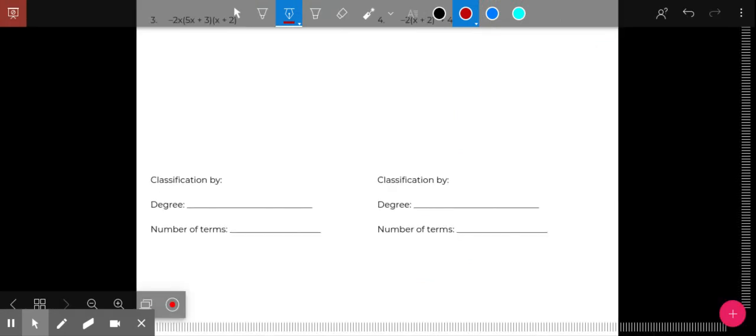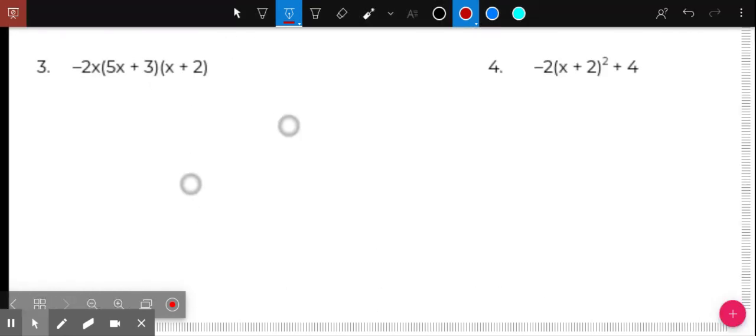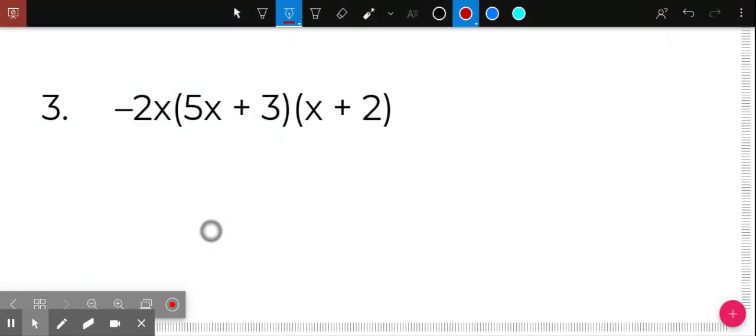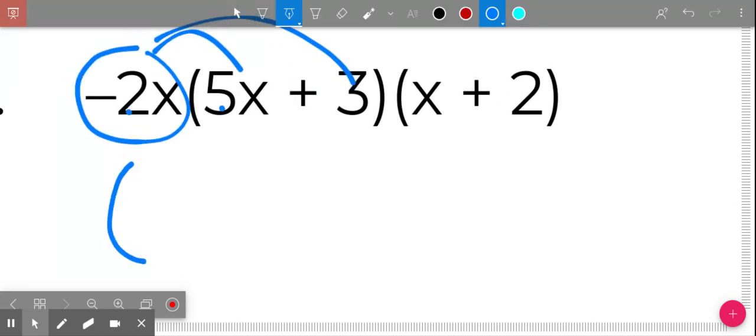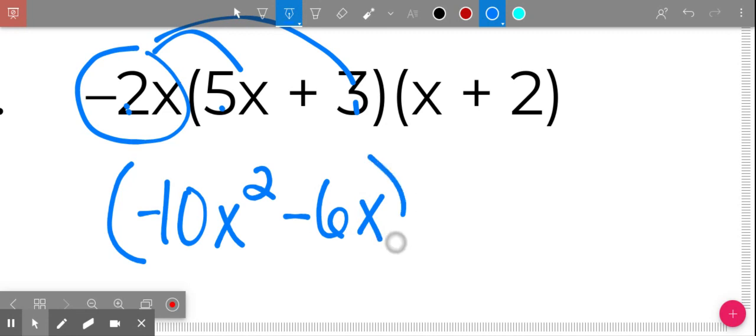So number 3, we have negative 2x times 5x plus 3, and then x plus 2. So we don't have any exponents to deal with, so that's good. So that means we can just start distributing, which is always a lot of fun. So we're going to distribute this negative 2x to the 5x and to the 3. You only distribute to the first binomial that it's touching. So negative 2 times the 5 will give us negative 10x squared. Negative 2 times the 3 gives us negative 6x. And then I just bring down the x plus 2.